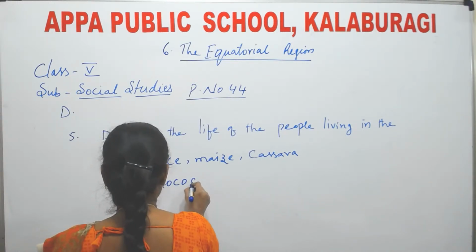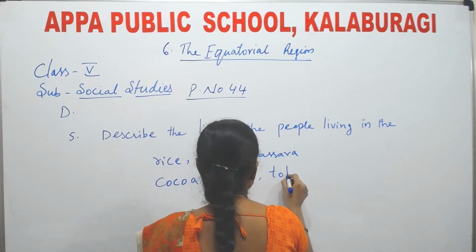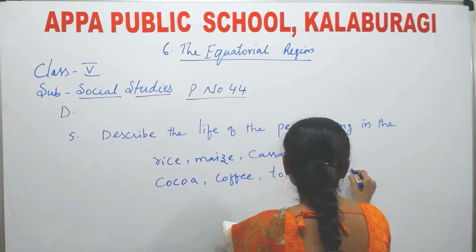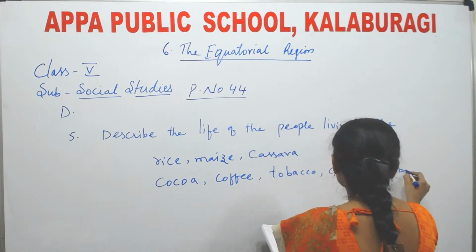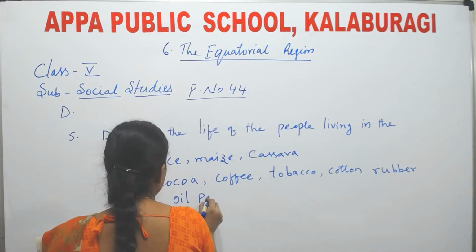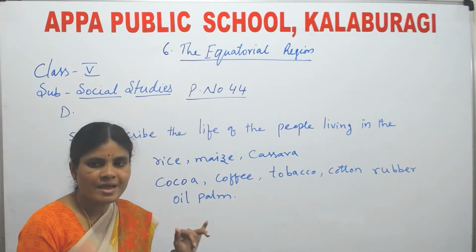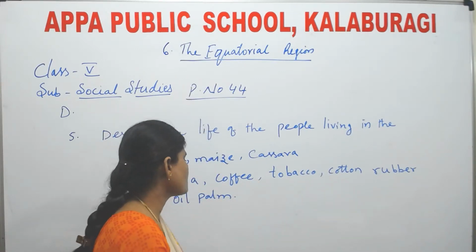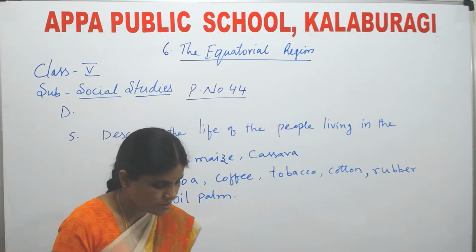Cocoa, coffee, tobacco, cotton, rubber, and oil palm. These are the cash crops. What are the cash crops grown here? Cocoa, coffee, tobacco, cotton, rubber, and oil palm. These are the cash crops grown in the equatorial region.